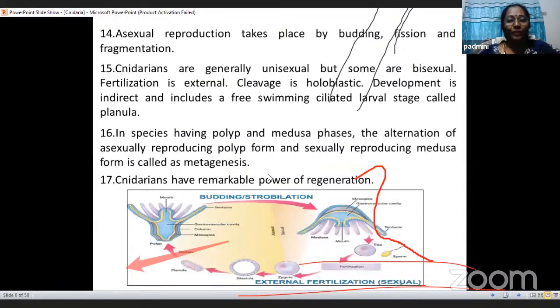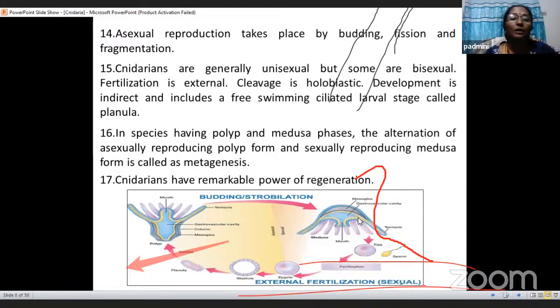Yeah. So reproduction over here, they have both asexual and sexual reproduction. Budding, fragmentation, fission, you find in asexual reproduction. That is, budding you can find in the polyp type, and sexual reproduction you find in the medusa type over here. Cnidarians are generally unisexual, that is either a male or a female, but sometimes you are going to see a bisexual type of cnidarian also.